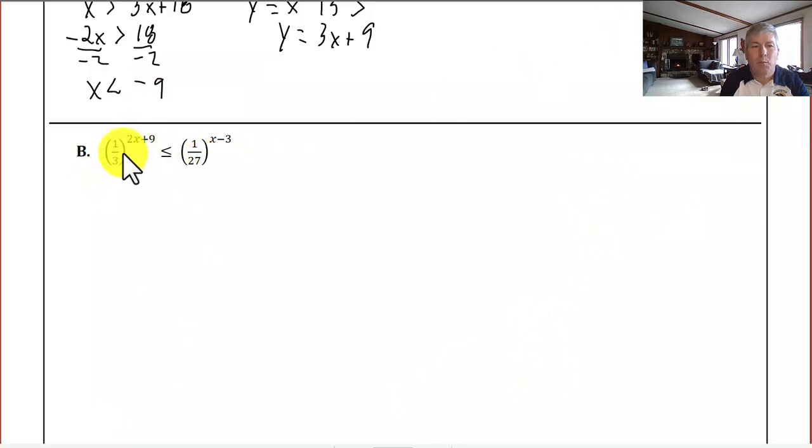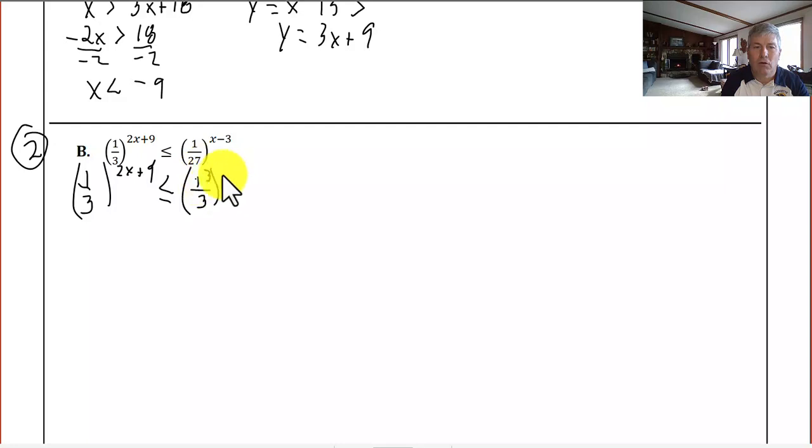In example B, now we have a different base. We have a base that's less than 1. It's between 0 and 1, so we are going to use property 2 from our notes above. And let's go ahead and get the same base here. So we have 1/3 to the 2x plus 9 is less than or equal to 1/3 raised to the third raised to the x minus 3.